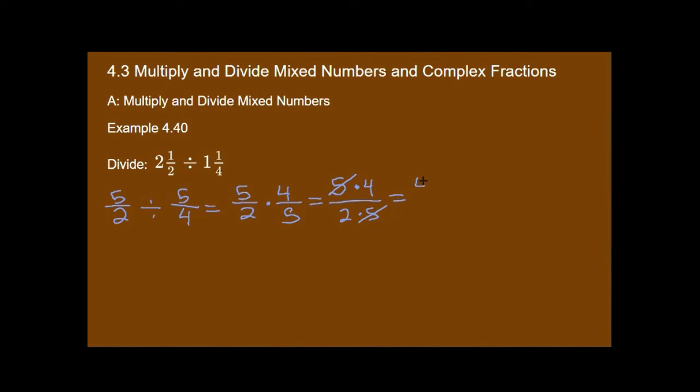And I get 4 over 2, but I know that 4 over 2 can be reduced because that equals 2 times 2, and I have 2 on the bottom. Cancel out the 2's, and I get 2 over 1, which is equal to 2. So that is your answer.